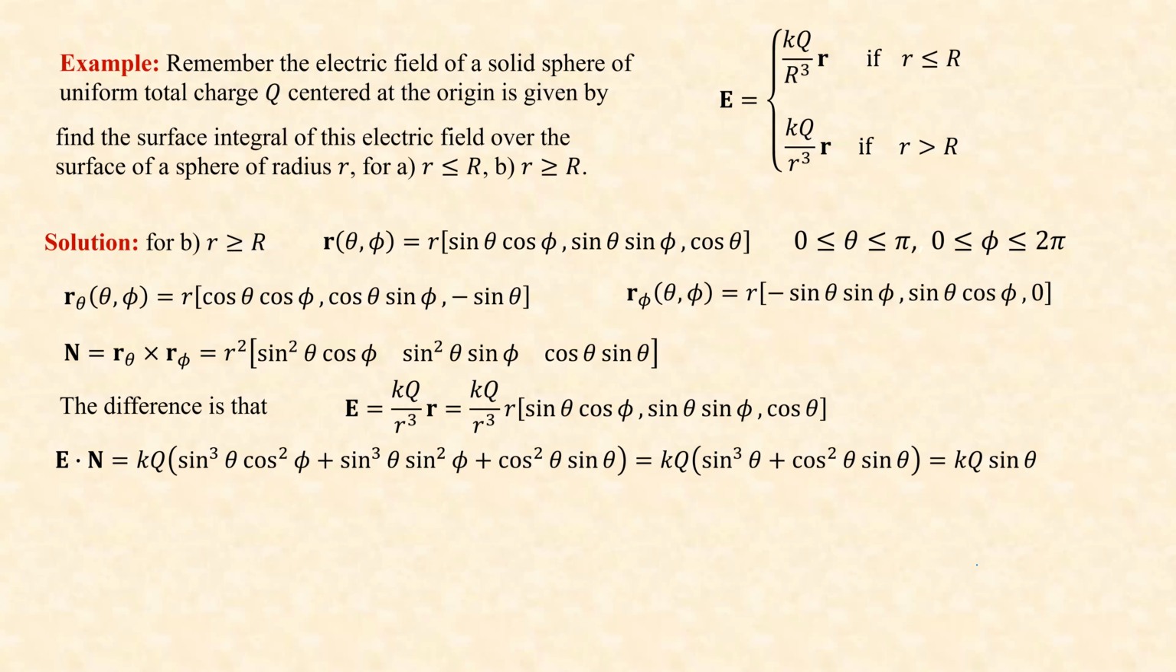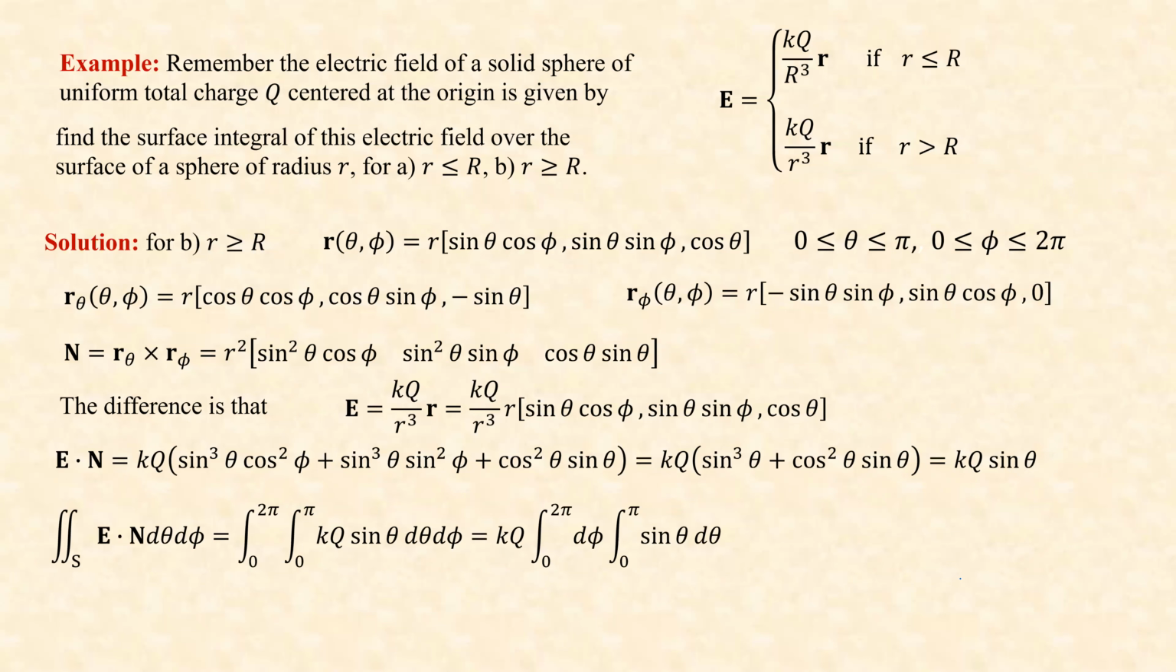That's E dot n. Now we integrate that E dot n d theta d phi, which becomes kQ sine theta d phi integrated from 0 to pi, from 0 to 2 pi. And again, they separate, kQ comes out, and the integral over phi and the integral over theta give you a 2 pi and a 2. And it becomes 4 pi kQ.